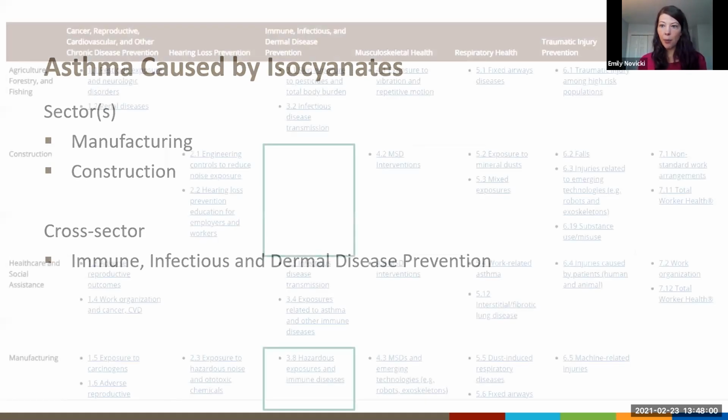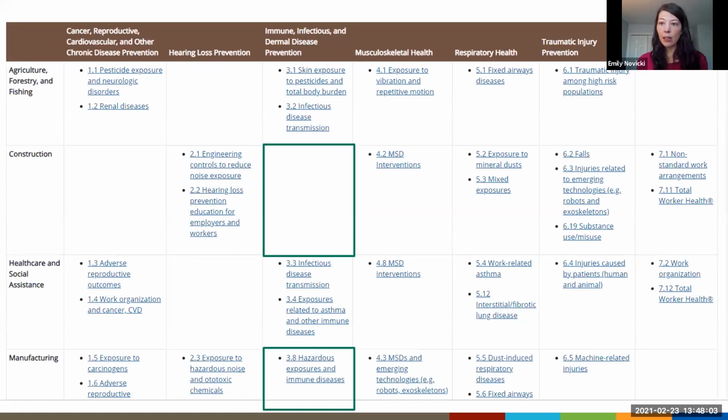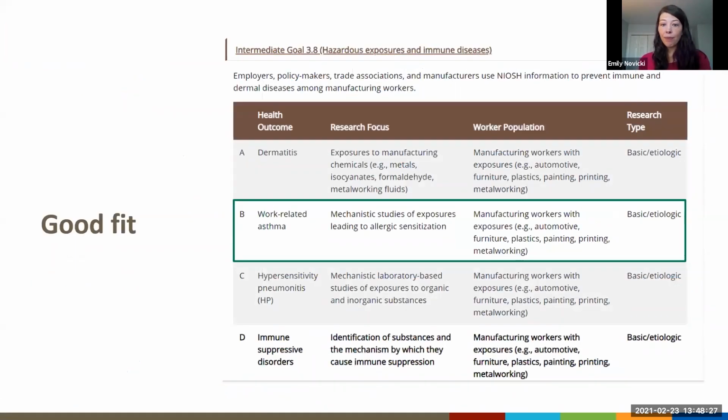All right, so we go to our big table and we see, looking at the IID column, what do we have for construction and manufacturing? And you'll see that there's not anything for construction, and that's because we haven't prioritized that. So that one is kind of a non-starter. But looking down at manufacturing, we do see that there's exposures and immune diseases. That sounds promising, right? So we click that one and we see this is exactly what we're looking for. Mechanistic studies, slam dunk. This is it. This is our goal.